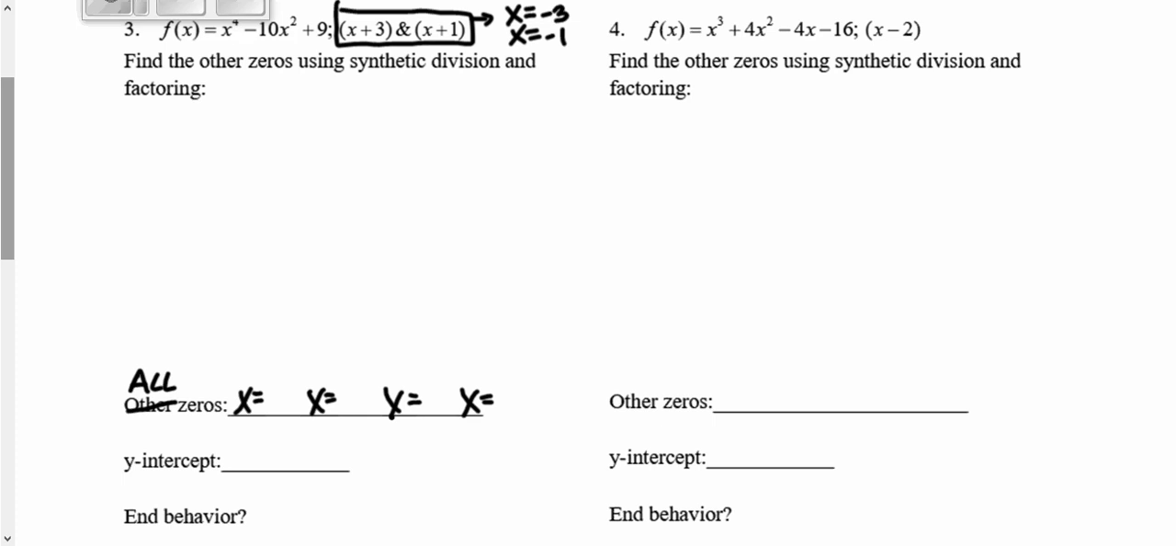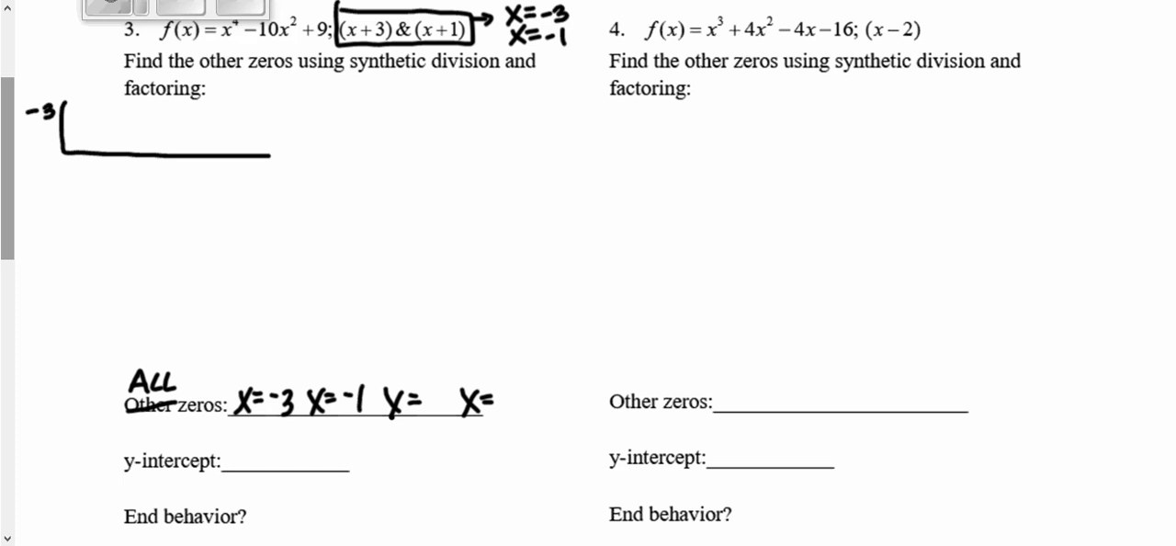2 of them were just given to me, so -3 and -1. I'm going to go ahead and fill those in. So the directions tell us to use synthetic division and factoring in order to find the other zeros, which in this case would be 2 more zeros. So we're going to start with synthetic division. I'm going to put a -3 on the outside since that was the first zero. So -3 on the outside.